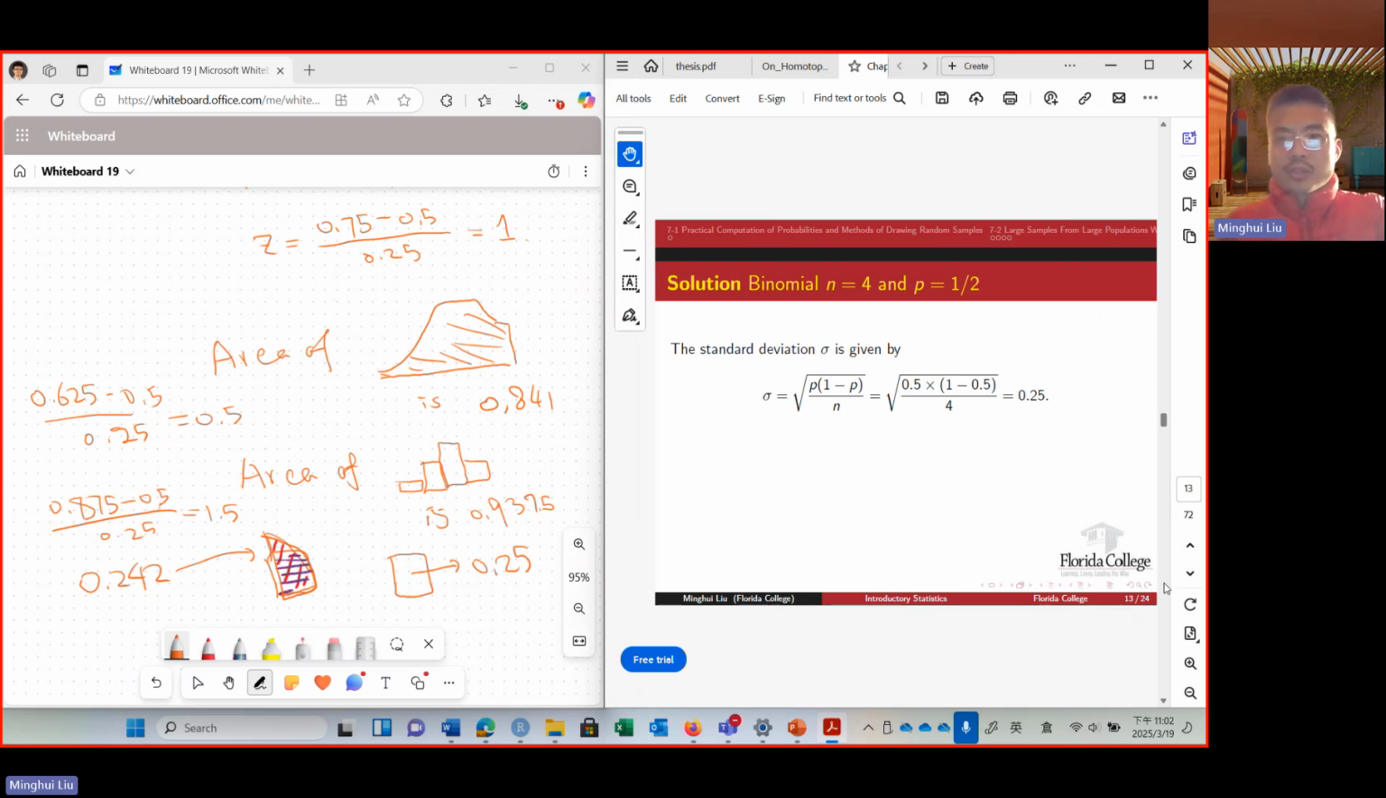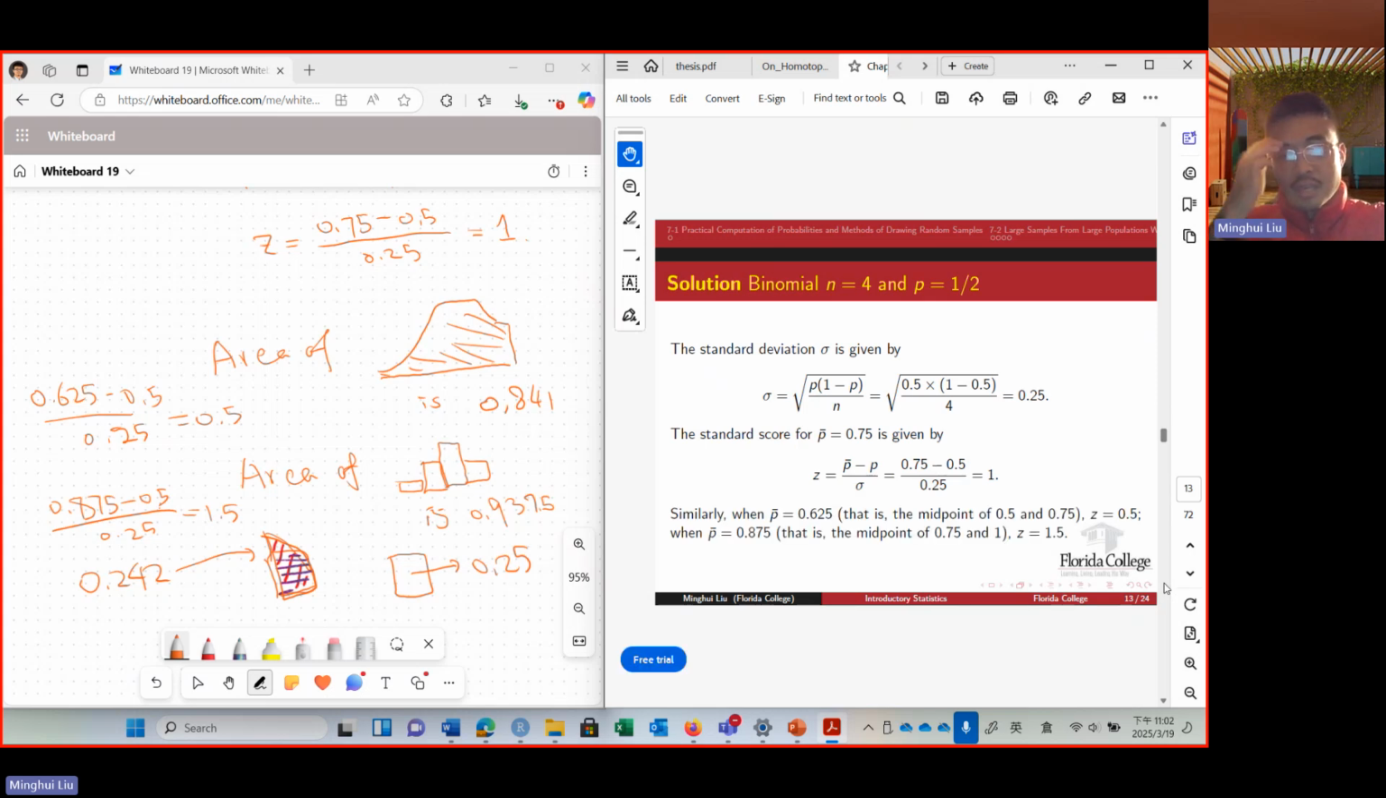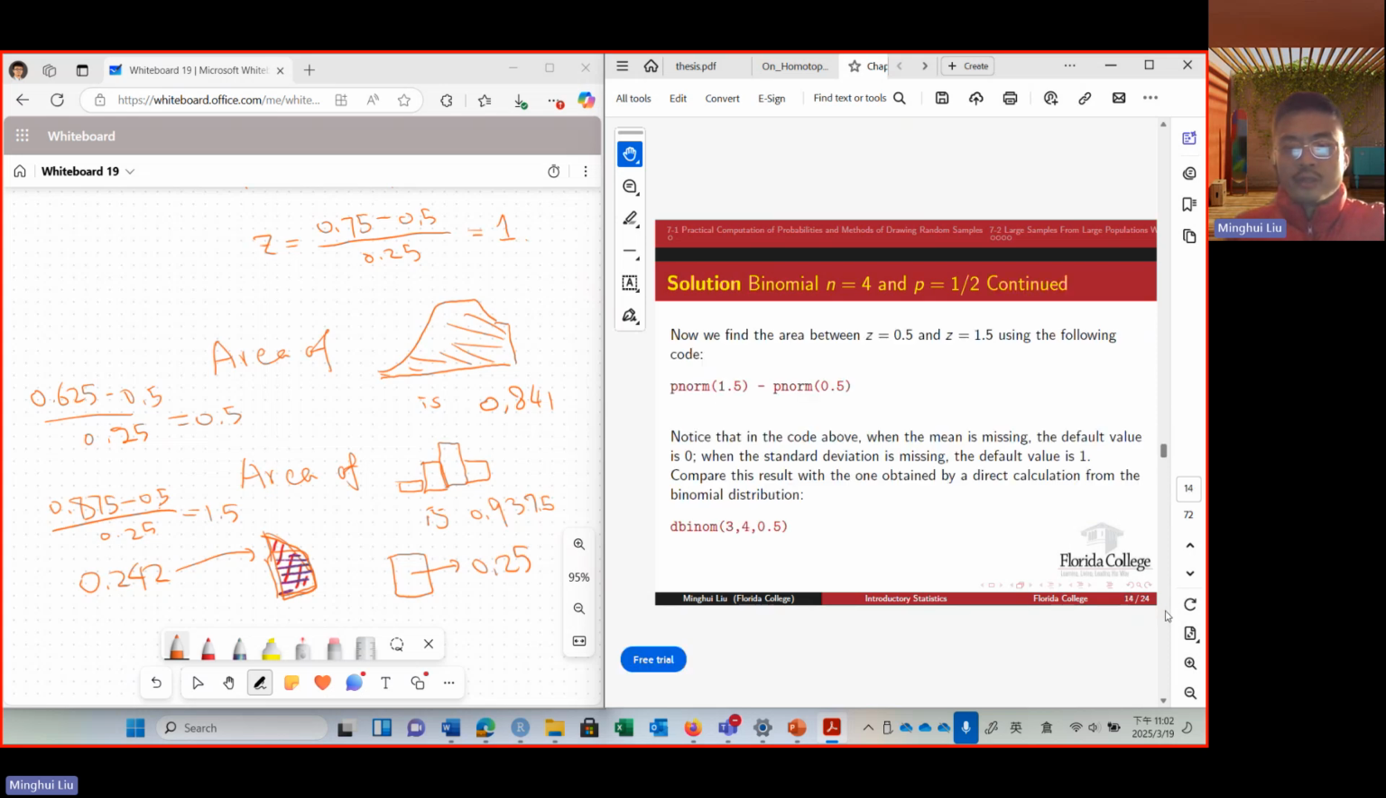And so here's the solution. First of all, we find the standard deviation, and then we can find the standard score for p bar equals 0.75. And also we can find the standard score when p bar equals 0.625 and p bar equals 0.875, etc. And then you can use R to find out. So this is the command, and then you can compare that with the binomial distribution.